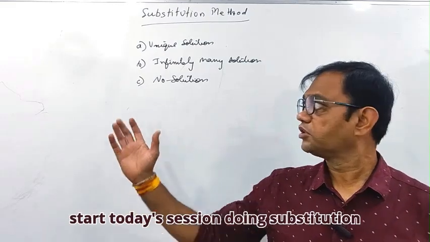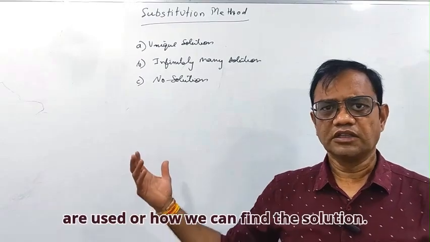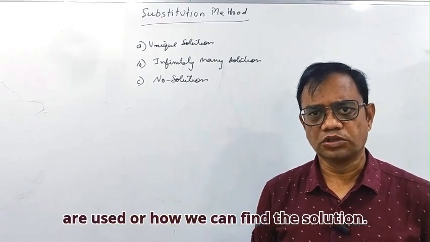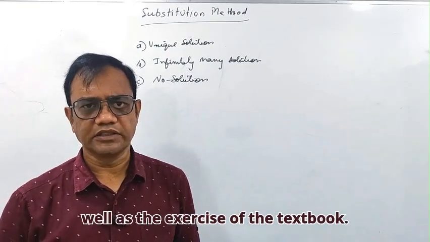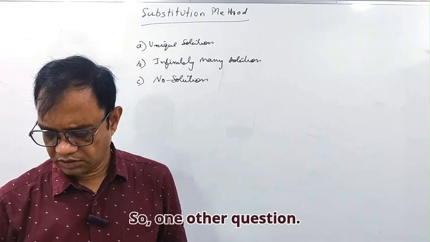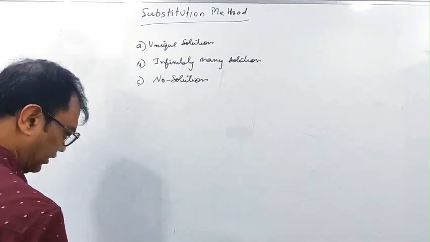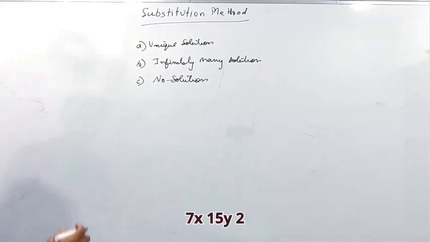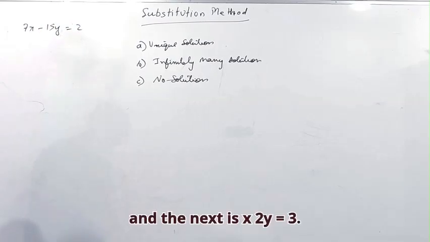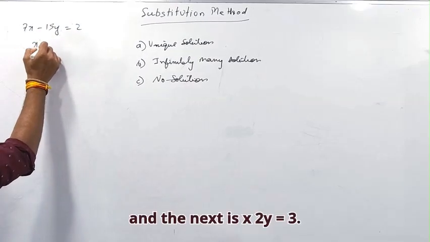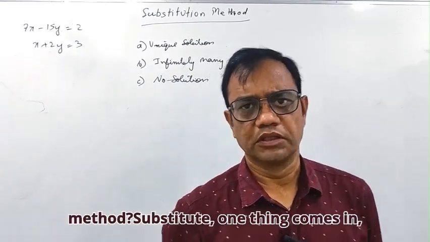So let's start today's session doing the substitution method and these conditions, how they are used or how we can find the solution. We will do the examples of the textbook as well as the exercise of the textbook. So one of the questions, let's say, is 7x minus 15y equal to 2, and the next is x plus 2y equal to 3. So what is the meaning of substitution method?